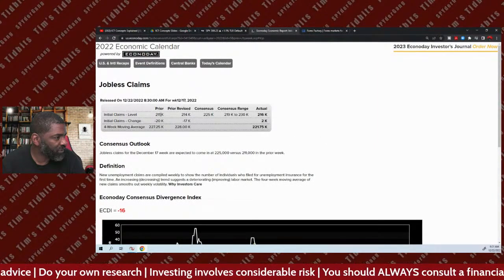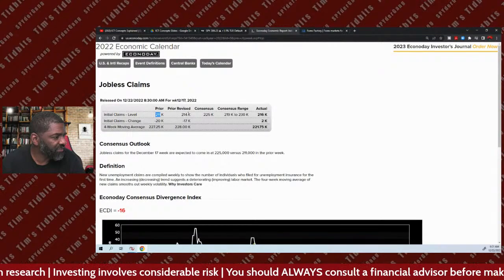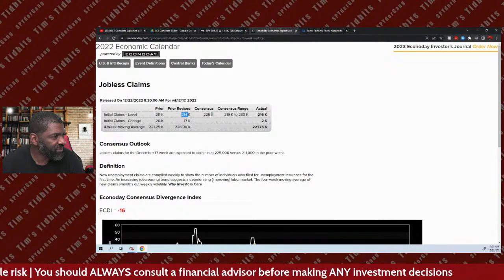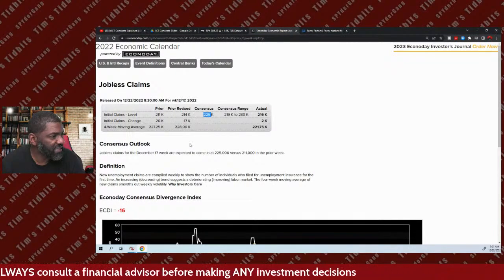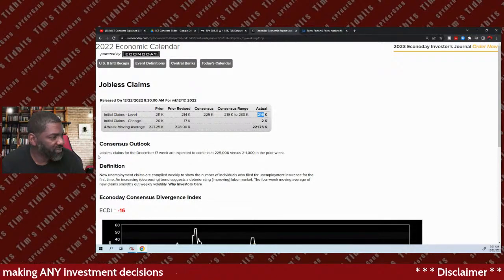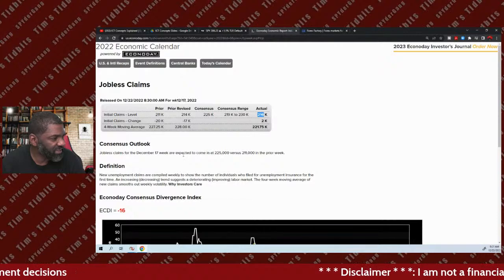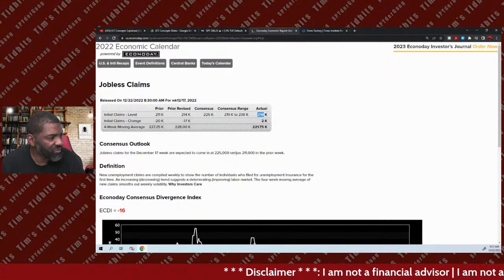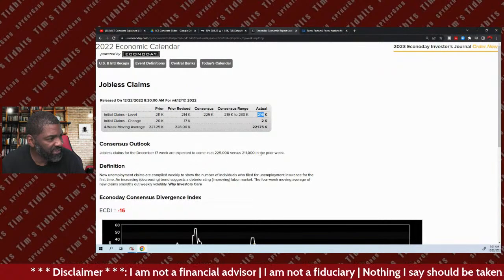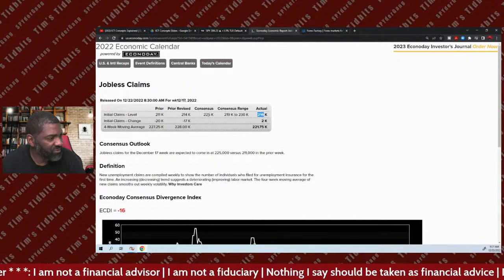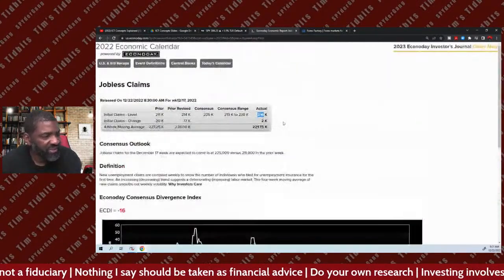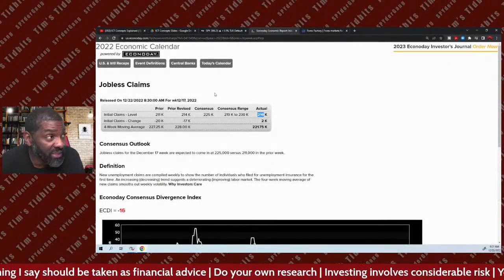Okay, so in the prior, it was 211,000. Prior revised was 214, right? So this time they expected 225,000, and then it was actually only 216. Job claims for December 17th are expected to come in at 225,000 versus 211,000 in the prior week, right? So they was expecting a whole lot more to come in and actually did, but that's a good thing.